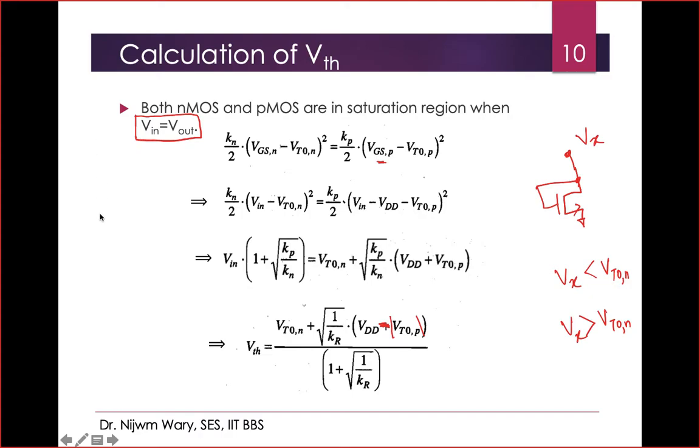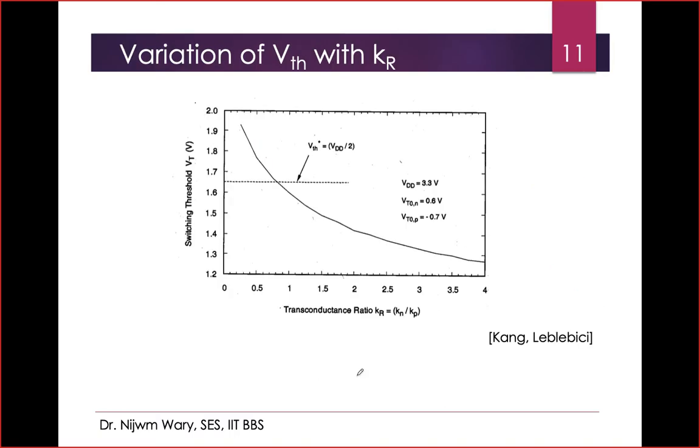Okay, so we have seen the calculation of the VTH. We'll come back to this equation again. So what is observed if I try to plot this threshold voltage with respect to Kr? This is what is seen. There is some typical value for this process.